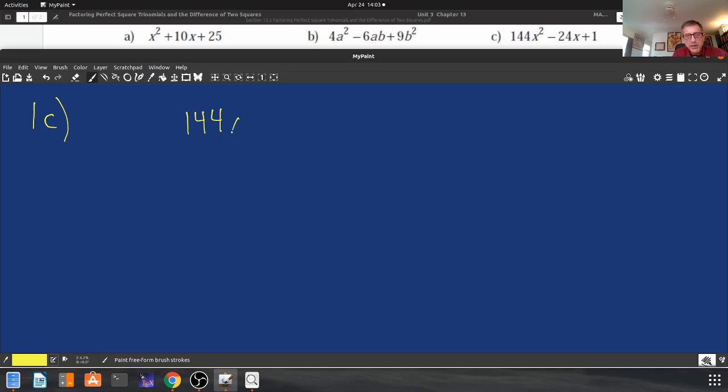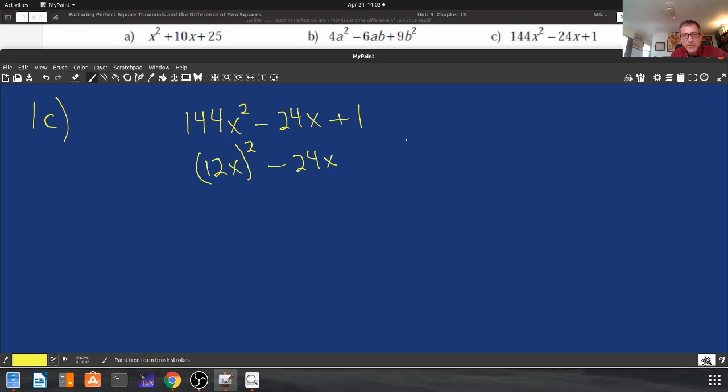144x squared minus 24x plus 1. Getting a weird delay. Anyway. So the first thing I want to do is, can I write my first term as a perfect square? Well, the square root of 144 is 12, and the square root of x squared is x. So that's 12x squared minus 24x.